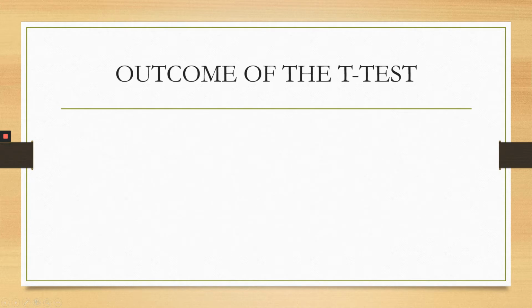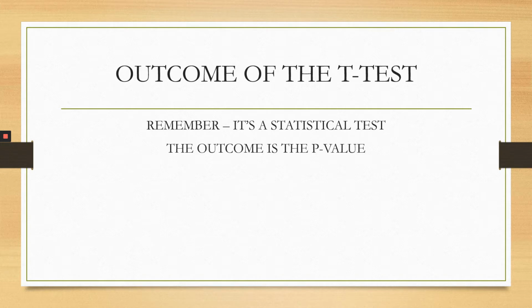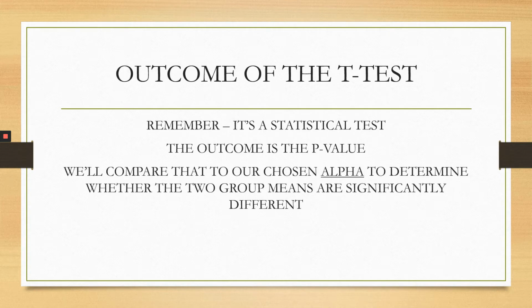And remember, the outcome of the t-test, it's a statistical test, and so the outcome is going to be this p-value, okay? And the p-value is compared to this chosen alpha level, and we talked about this in, I think, testing the statistical hypothesis. And remember that p-value, it's what we call a probability value. It's a measure of probability that the difference we see between groups is because of randomness or error. And we compare that value to our alpha level.